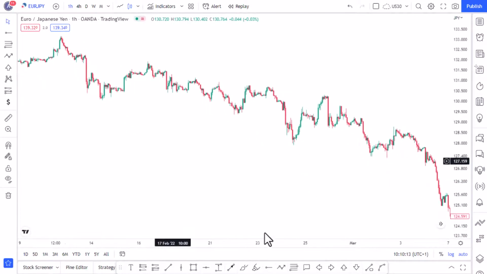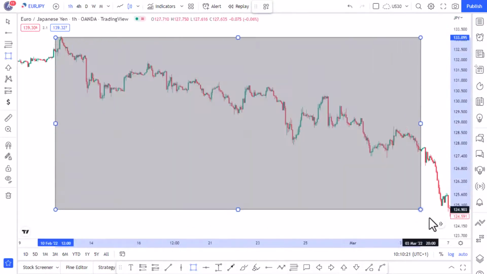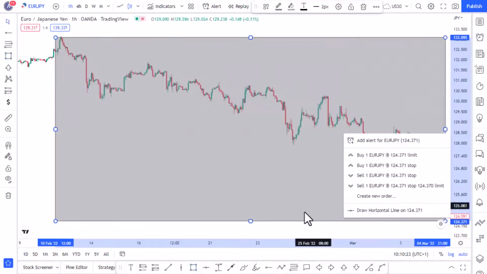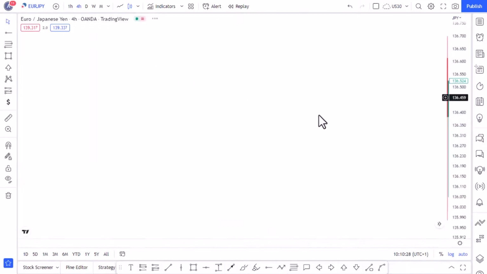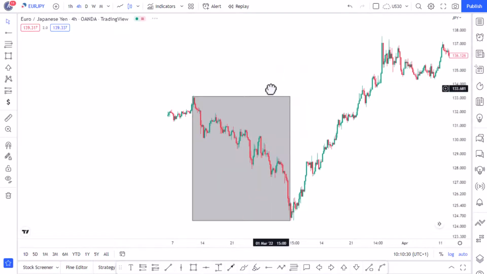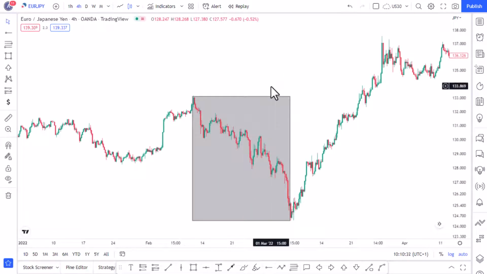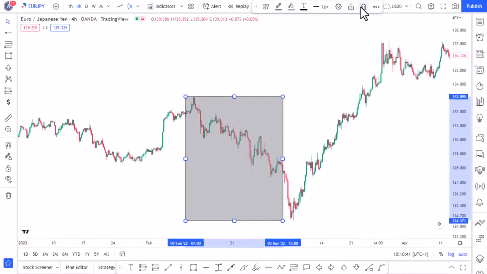Okay, but let me mark this level so that we can draw our key zones in the 4 hour time frame. Let me go back to the 4 hour time frame so that we can mark our key zones and see how this candlestick pattern forms with respect to those zones. Let me take this one off.